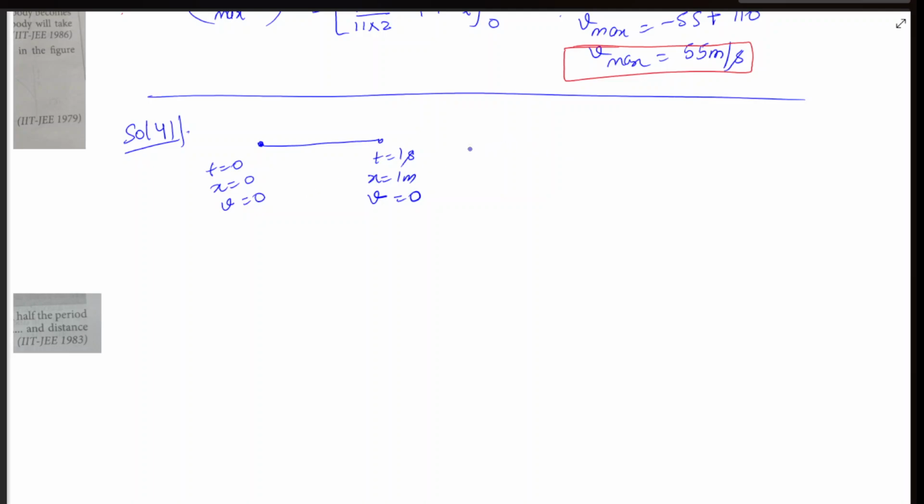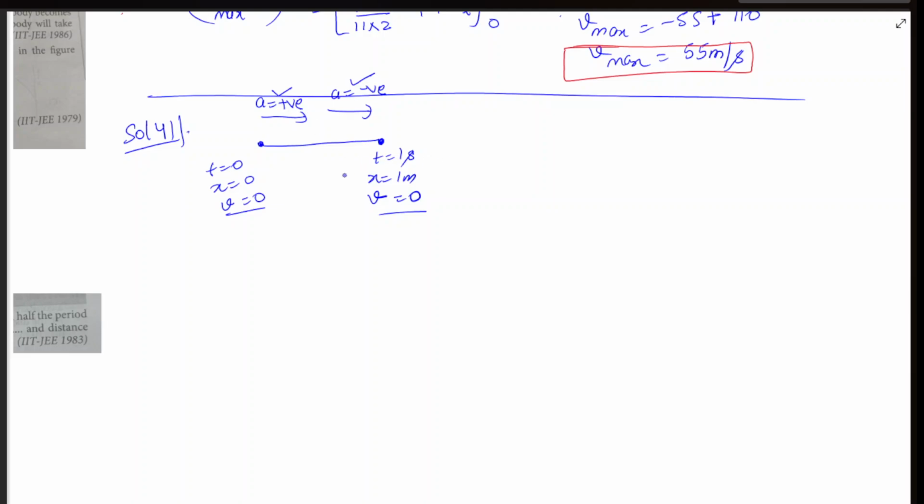Let's analyze the situation first. As the particle is moving on the x-axis, starting from rest at 0 and ending at rest at 1, it must have accelerated. So acceleration is positive. Then to stop it at x equal to 1, it must decelerate, so acceleration must be negative. In between, whatever it does, I know for a fact that at one time acceleration must be positive and another time it must be negative. Let's solve it.